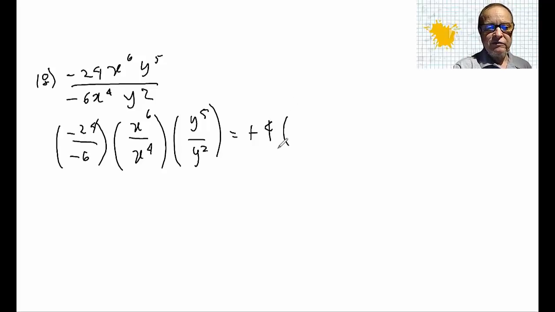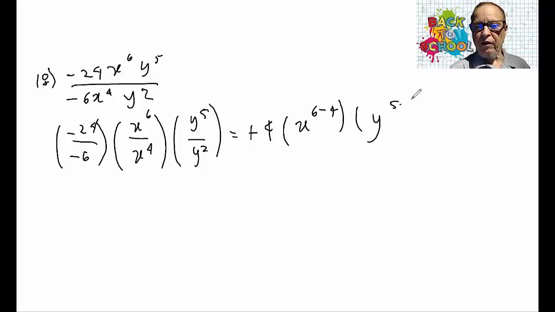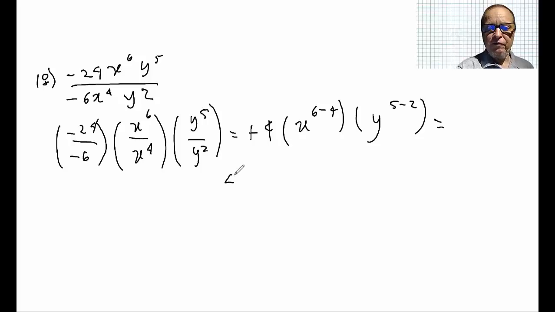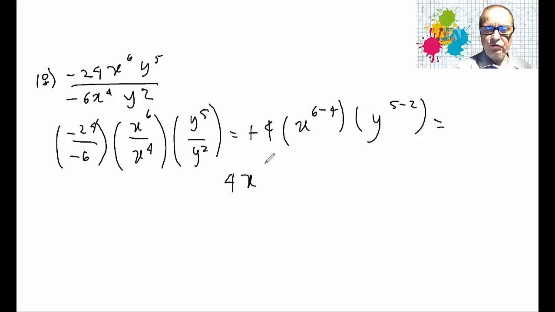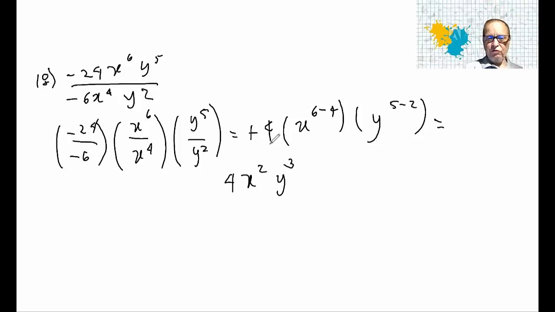Now we have the next part here. So we have the x's. So it's going to be, based on the quotient rule, 6 minus 4. And then we have y, 5 minus 2. And now we can finish it up. 4, x, 6 minus 4 is 2. And 5 minus 2 is 3. So that's going to be y to the 3rd. And that's our final answer.